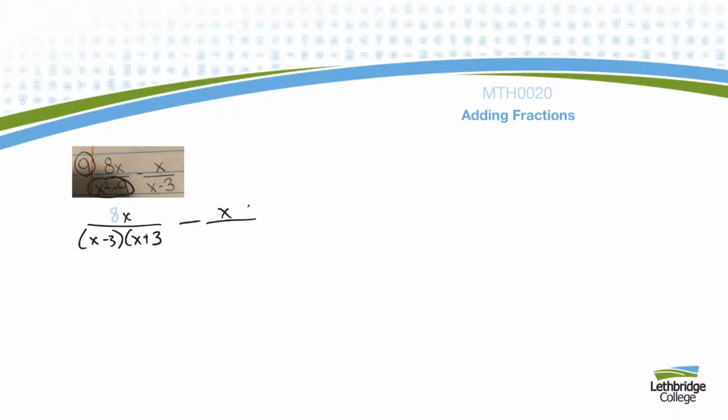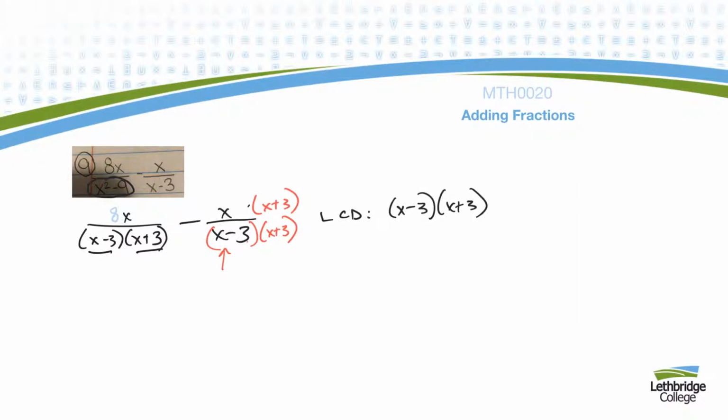Okay, now I've got minus x over x minus 3. So the lowest common denominator will be, I need this and this in the denominator. So I need both of those. And so when I take a look at it, the first one has both, but the second fraction doesn't have an x plus 3. So I need to multiply the bottom by an x plus 3. Now it's the same, but if I multiply the bottom by that, I also have to multiply the top by that. Okay, so now let's see where we're standing.